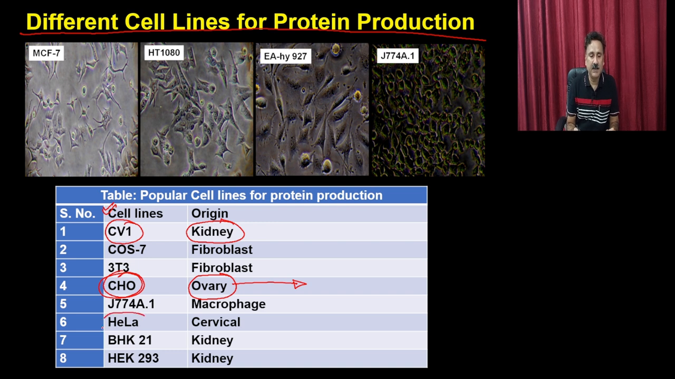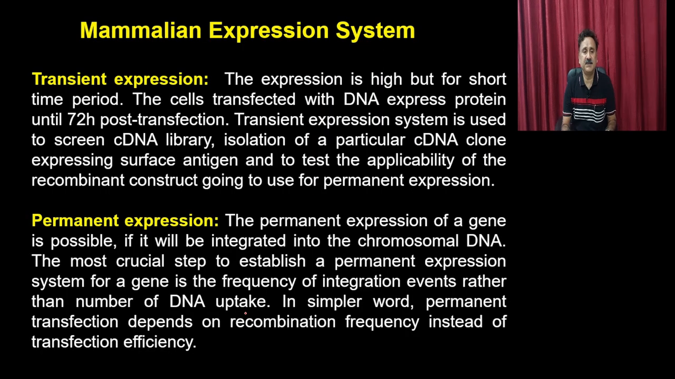Similarly, we can use HeLa cells, which are cervical cells, right? Similarly, we have HEK293, which are kidney cells, and so on. So depending upon the origin of your protein, or where the protein is expressing very well, you should be able to use some of these cell lines. Now, as far as the expression system is concerned, you actually have two choices.